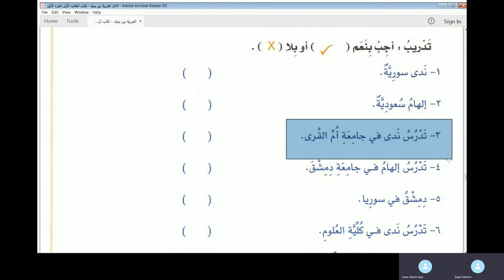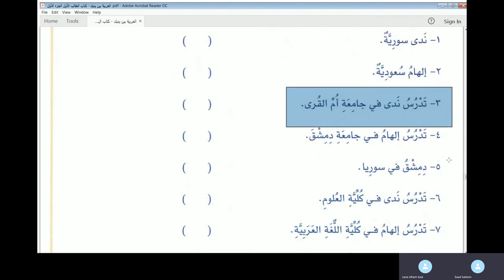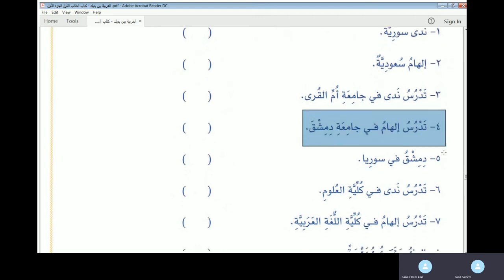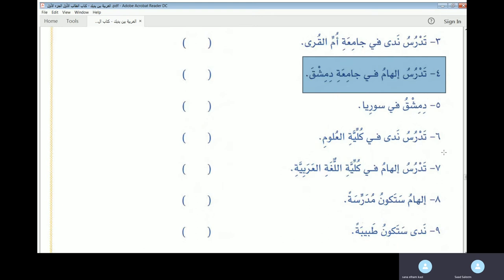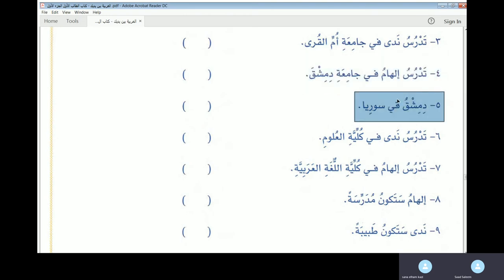Tadrusu Nada fi Jamiati Ummul Qura. Nada studies in the university, Ummul Qura University. Khata, the reason being is Ilham. Tadrusu Ilhamu fi Jamiati Ummul Qura. Tadrusu Ilhamu fi Jamiati Dimishq. Khata. Tadrusu Ilhamu fi Jamiati Ummul Qura.